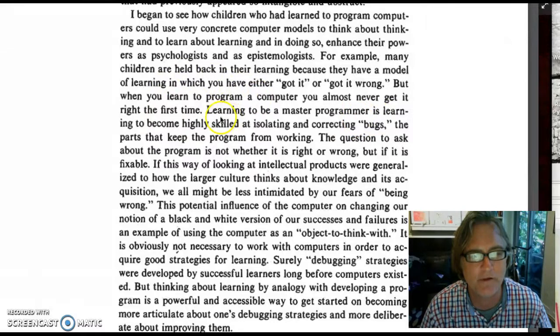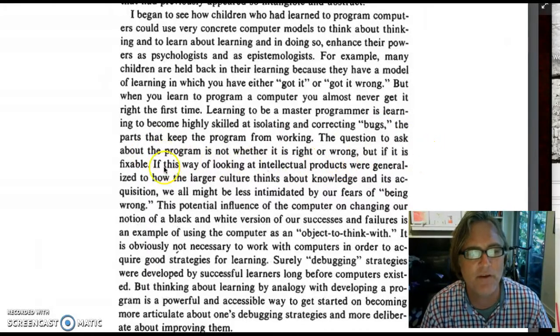And this is a great passage here. "Learning to be a master programmer is learning to become highly skilled at isolating and correcting bugs, the parts that keep the program from working. The question to ask about the program is not whether it is right or wrong, but if it is fixable. And if this way of looking at intellectual products were generalized to how the culture thinks about knowledge and its acquisition, we might all be less intimidated by our fears of being wrong."